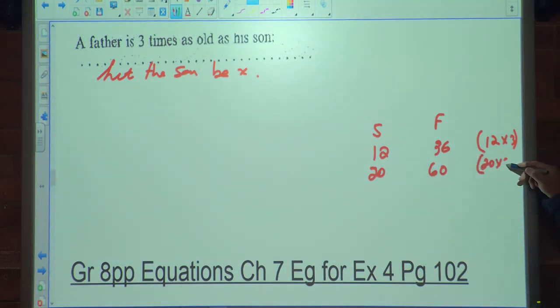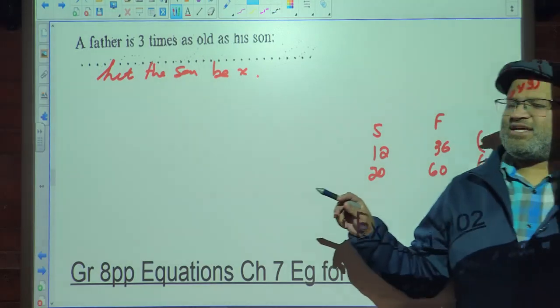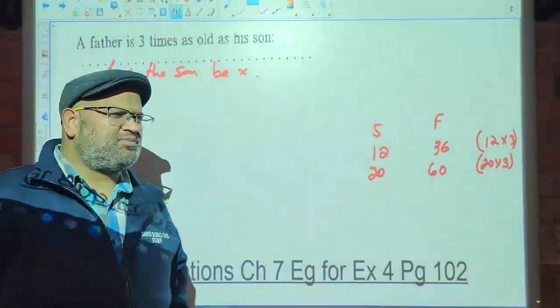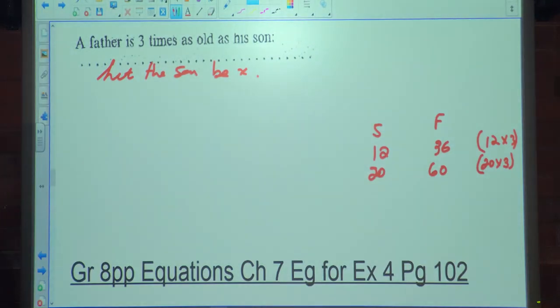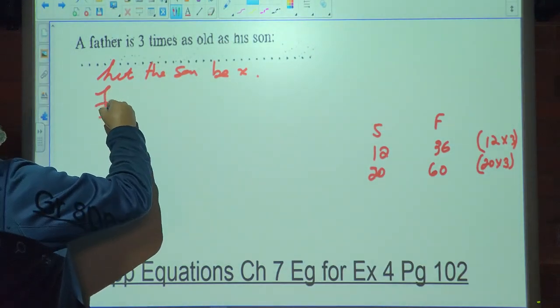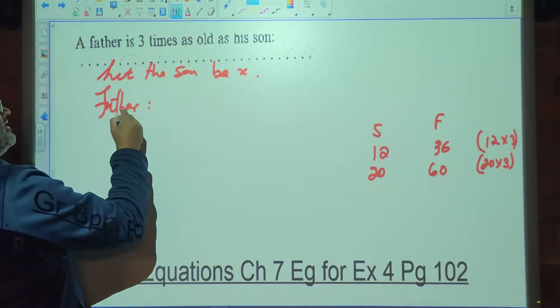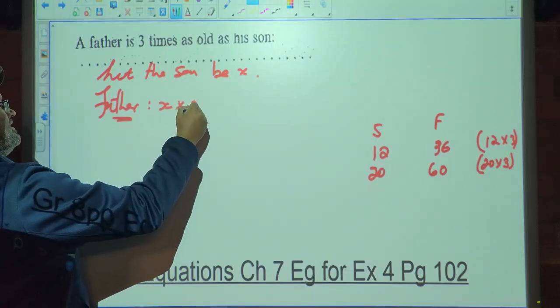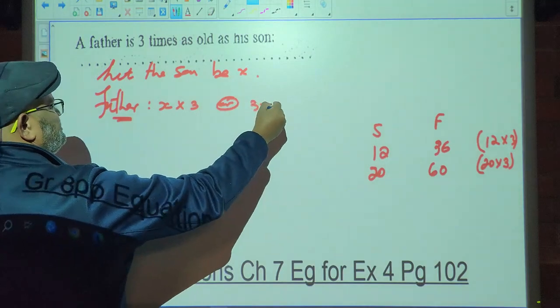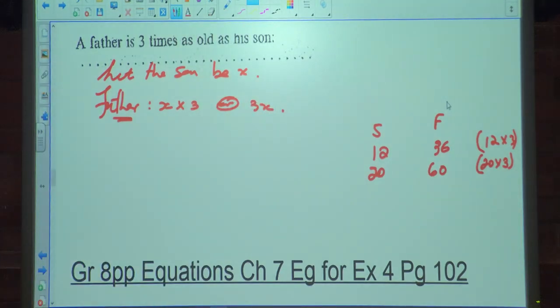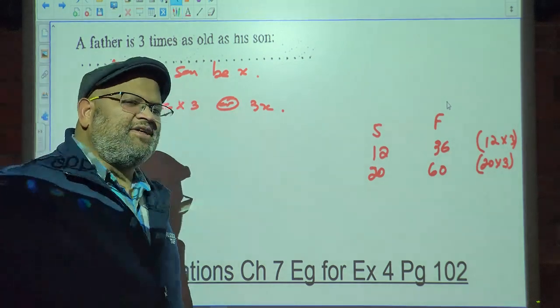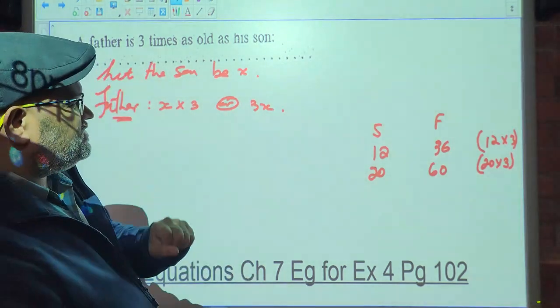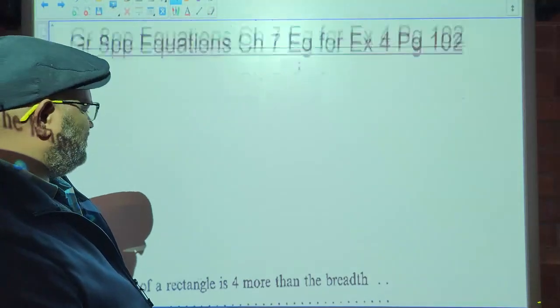20 times 3. So is it fair to say that the father is going to be x plus 3? No. The father will be x times 3. You guys understand? See any confusion? But of course the sum carries on. Okay? So here in this first part of the exercise, we're only going to look with the explanation. We're only going to look on how to start off the sum.